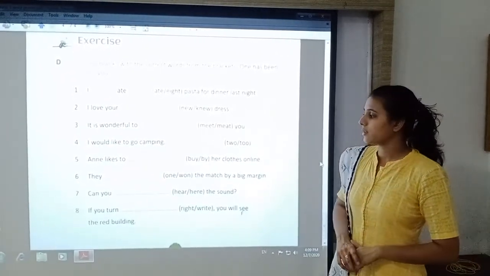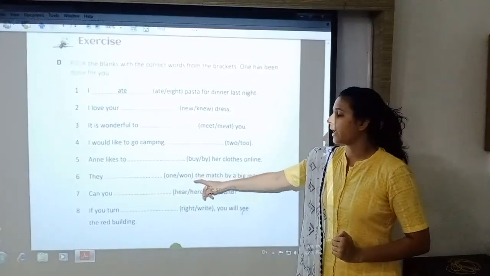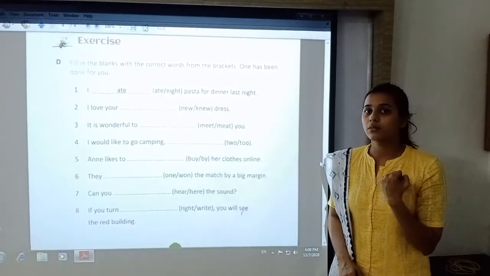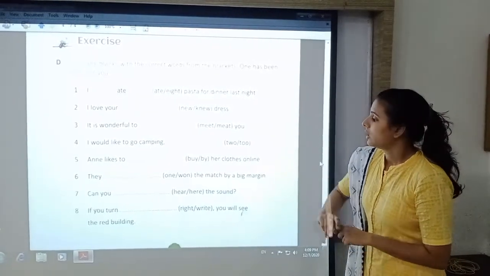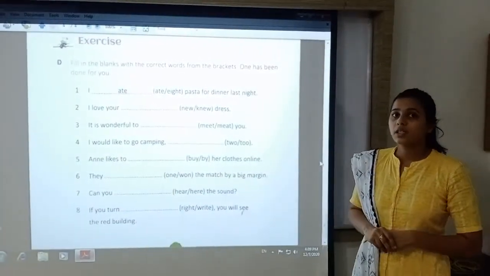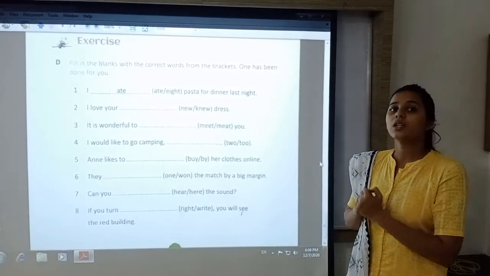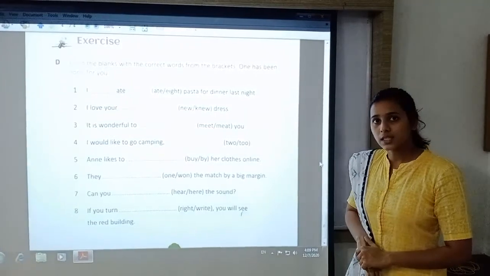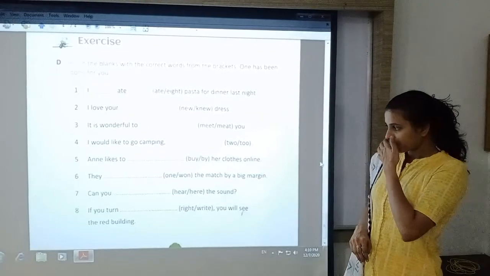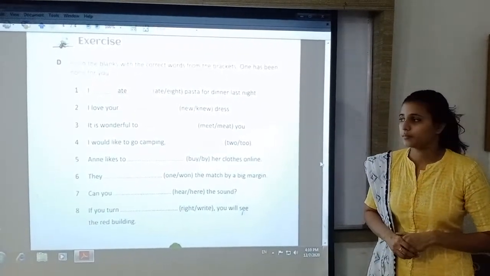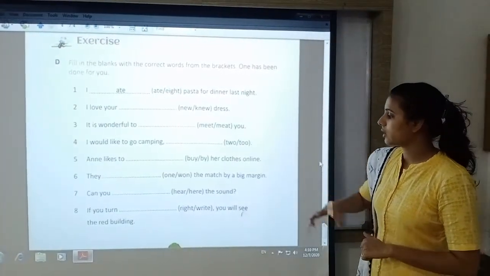Next one is, they, ONE, that is a number, and WON, that means to conquer something, to win. This is the past form of win. The match. Now what will they do with the match? They will conquer the match, they will win the match. So the appropriate word for this sentence will be won, they won the match by a big margin.